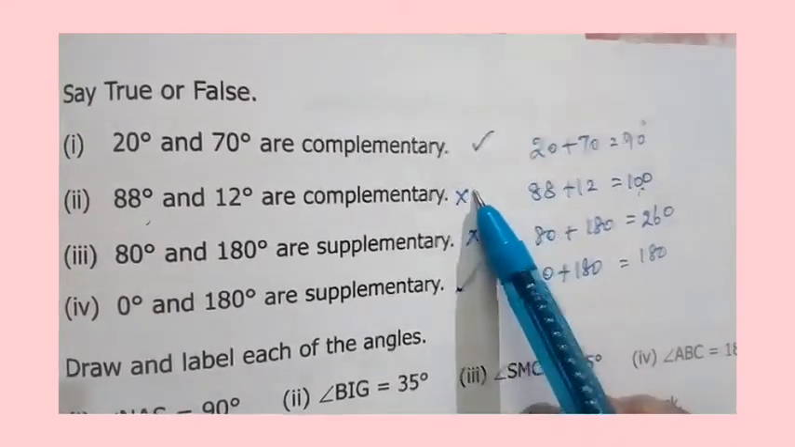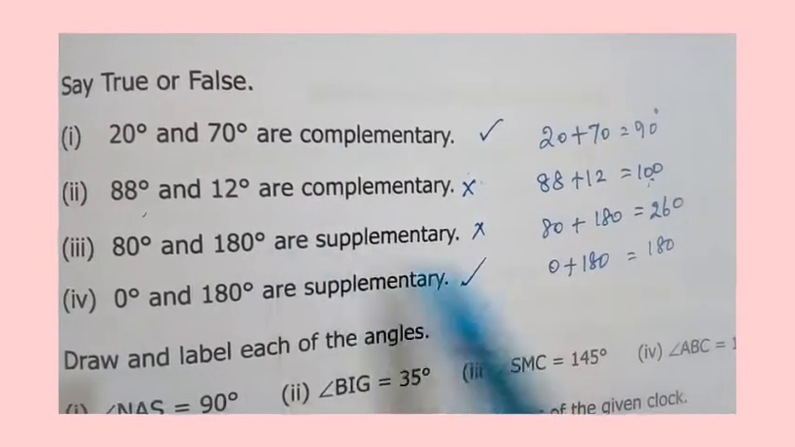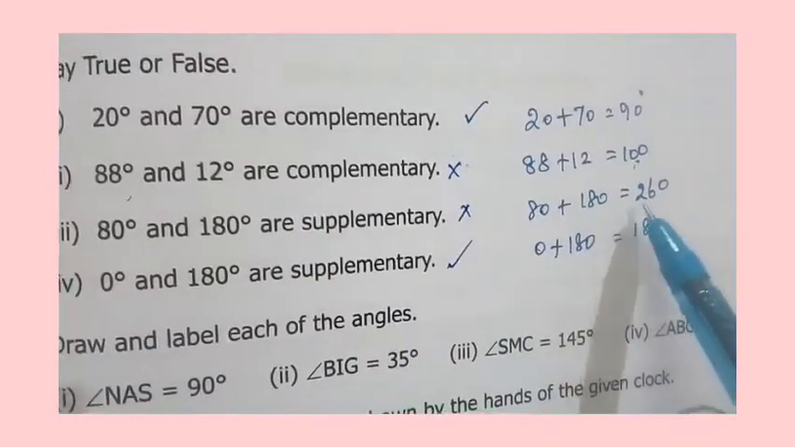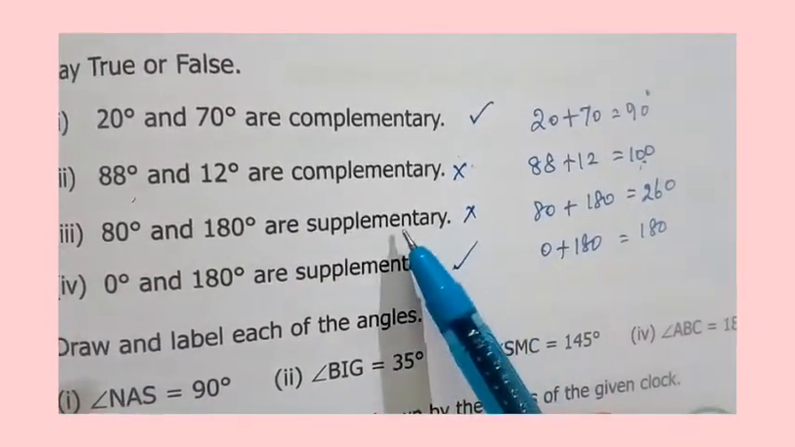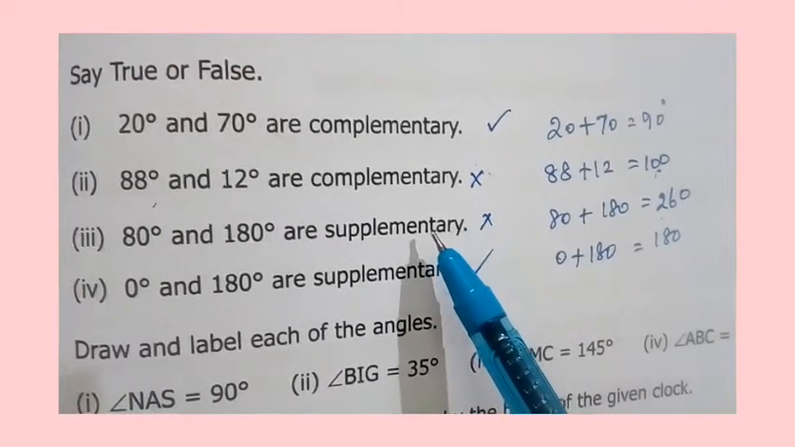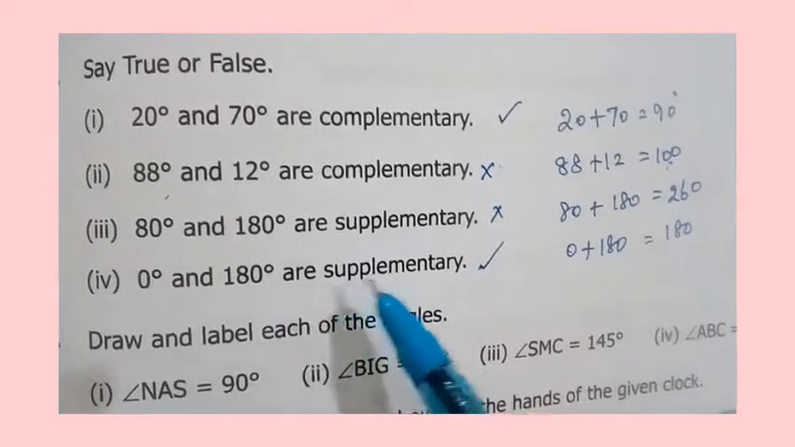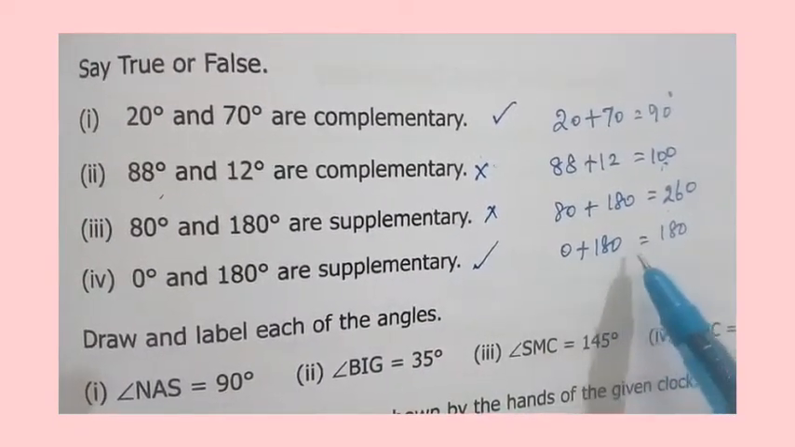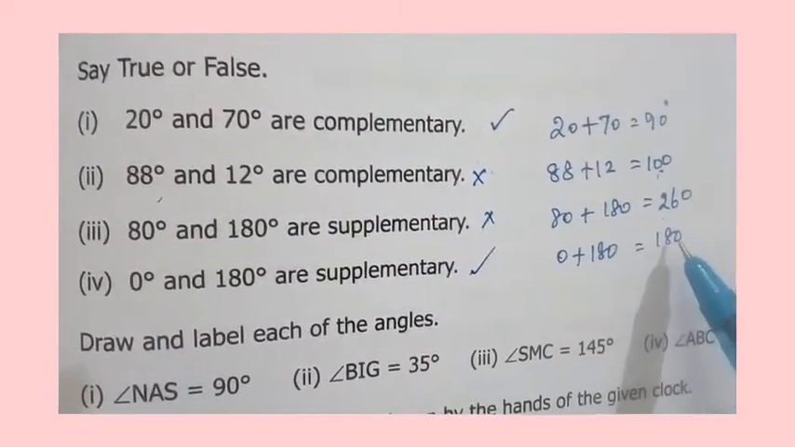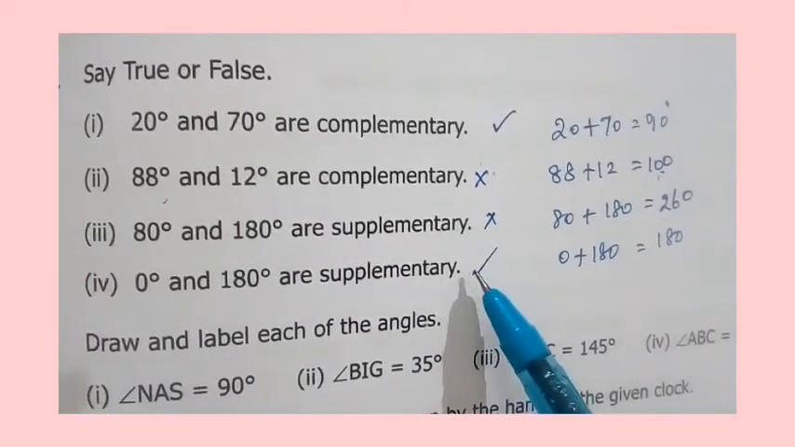So not complementary. 80 degrees and 180 degrees: add these two, 260 degrees. It is wrong, because it is not supplementary. The sum of two angles being 180 degrees is called supplementary. 0 degrees and 180 degrees are supplementary: 0 plus 180 is 180 degrees. So it is correct.